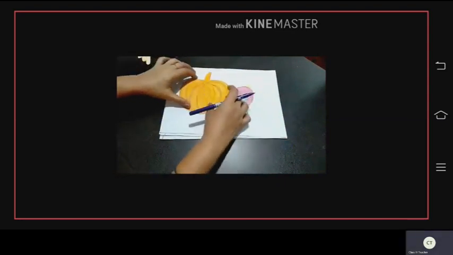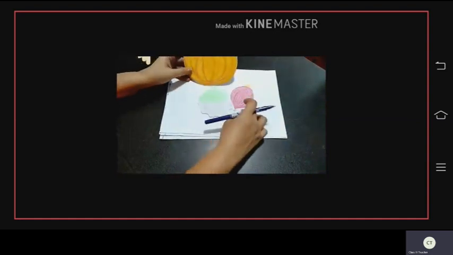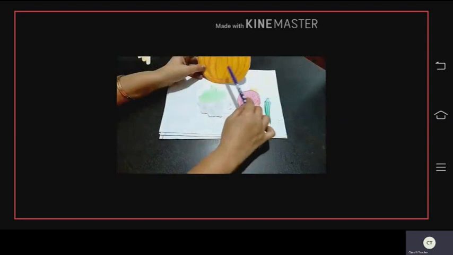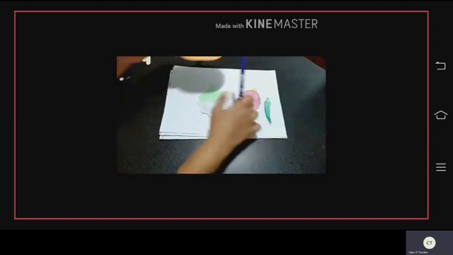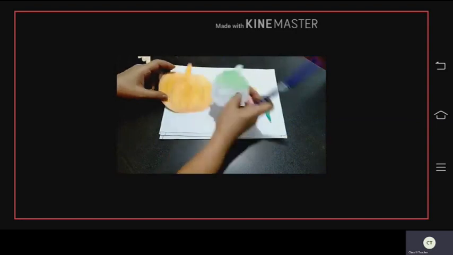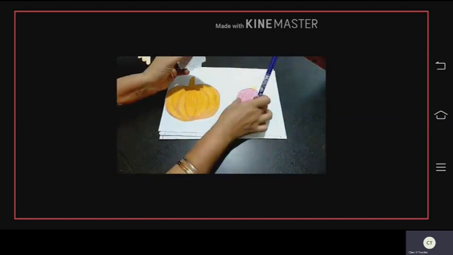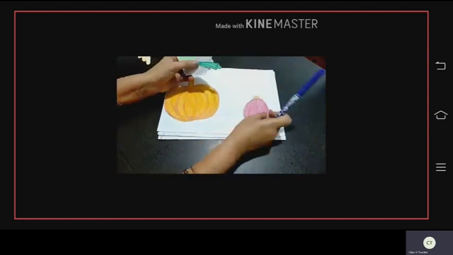So in the descending order, what we are supposed to do, children, tell me? We have to arrange biggest to smallest. We have to start now with the biggest vegetable. What is that? Pumpkin. And name that vegetable. That is a cauliflower. And it is a ladyfinger. And it is an onion.